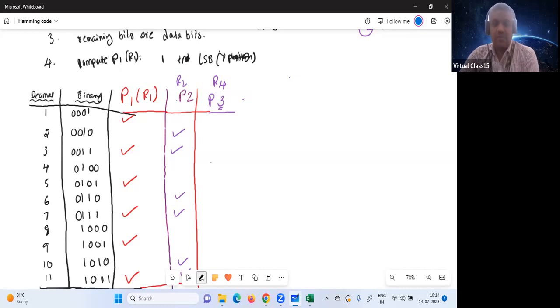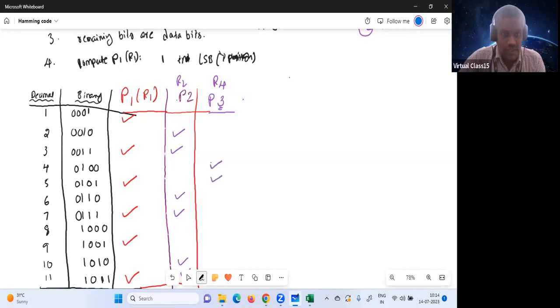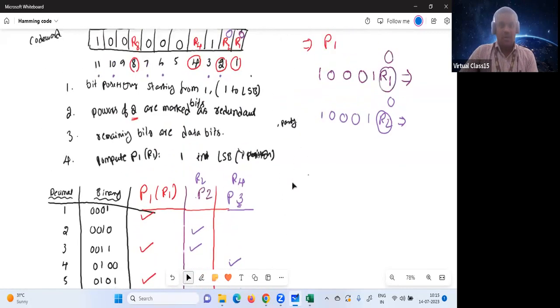Can you tell me what are all the bit positions I have to consider, up to 7? 4, 5, 6, 7. The third bit is 1 only here; you cannot see the remaining cases. So we have to consider only 4 bits: 4, 5, 6, 7. I hope you got an idea, right? So now I will mark here 4, 5, 6, 7.